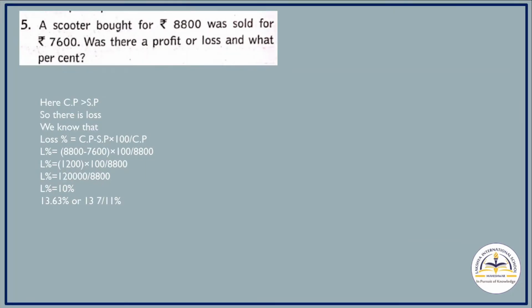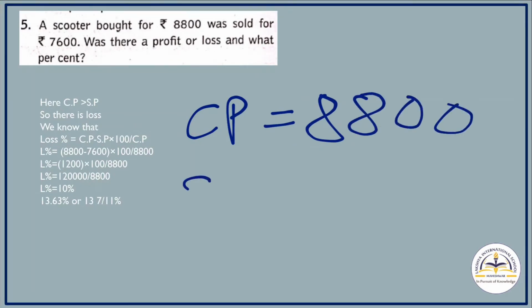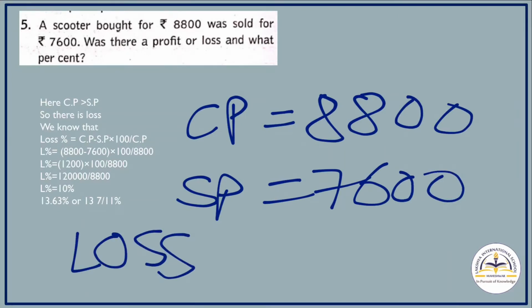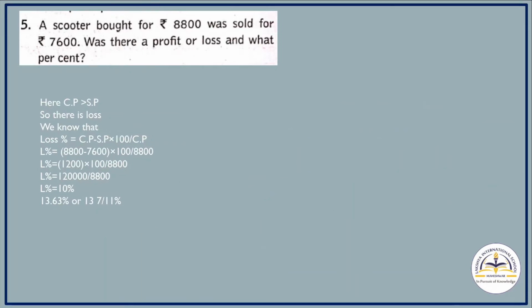Now question number 5, a scooter bought for rupees 8800 was sold for 7600. Was there a profit or loss, and what percentage? Now here you can see the cost price is 8800 and selling price is 7600. So there is loss. So we have to find out the loss percent in this question.